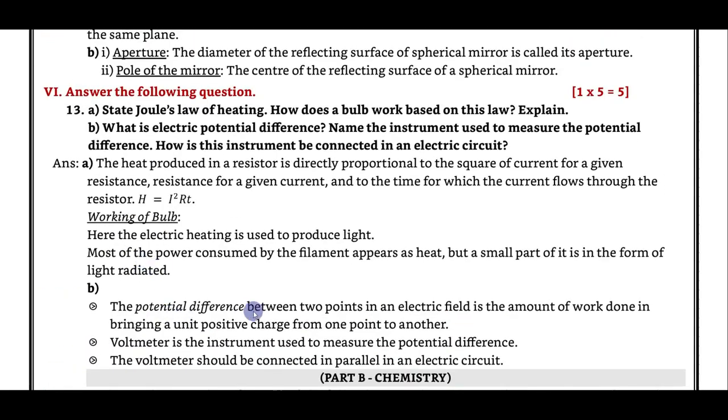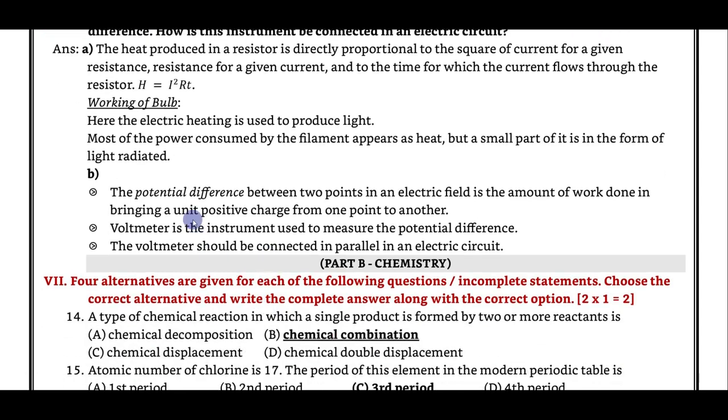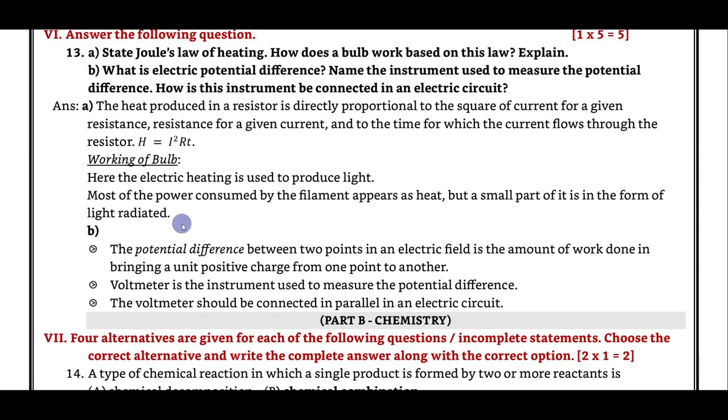The potential difference between two points in an electric field is the amount of work done in moving a unit positive charge from one point to another. What is the device used to measure potential difference? It is a voltmeter. A voltmeter is always connected in parallel.